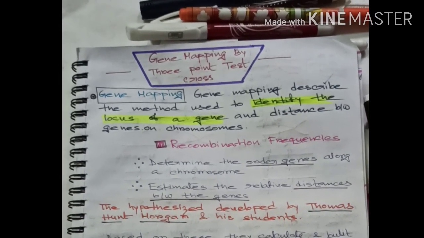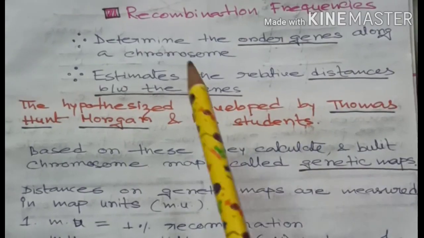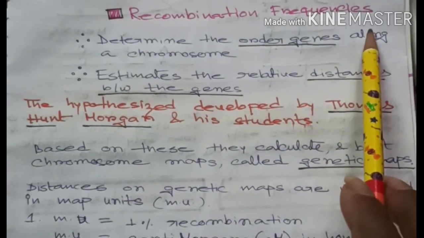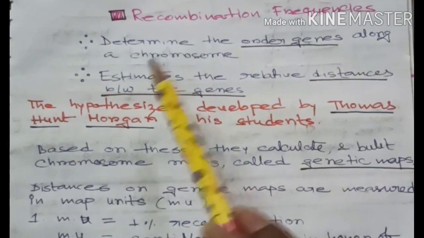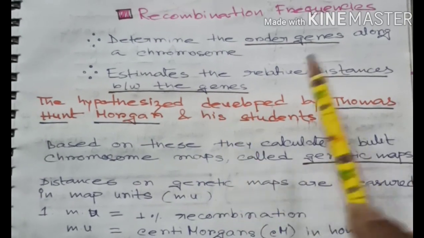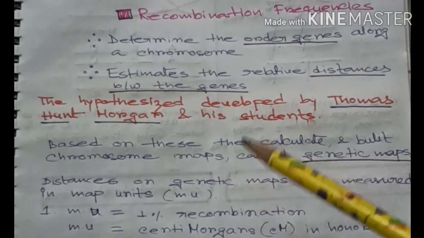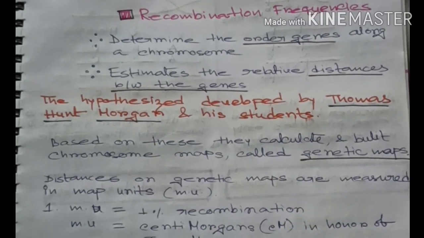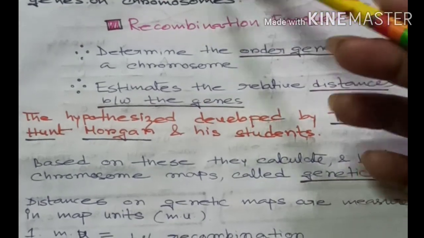This is based on the recombination frequencies. Based on the recombination frequencies, we can determine the order of genes along a chromosome and estimate the relative distances between the genes. And this is also calculated by the procedure, the phenomenon of 3-point test cross.